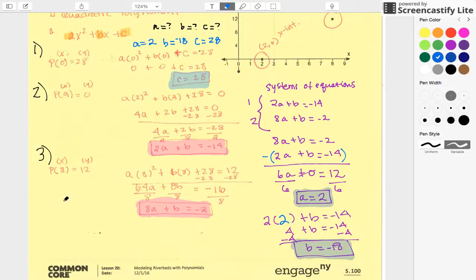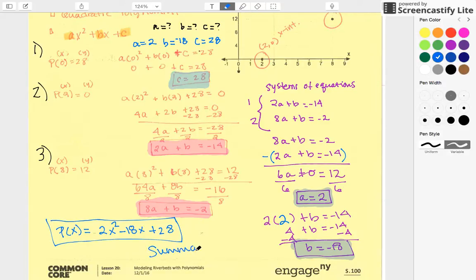So we can say now that our P of X is equal to 2x squared minus 18x, and I'm using minus 18 because my b value is a negative, plus 28. And that right there is our answer. So if I were you, I would write a summary down below here for you all to pause and think about this. Again, you can stop whenever and so on. Alrighty, bye.